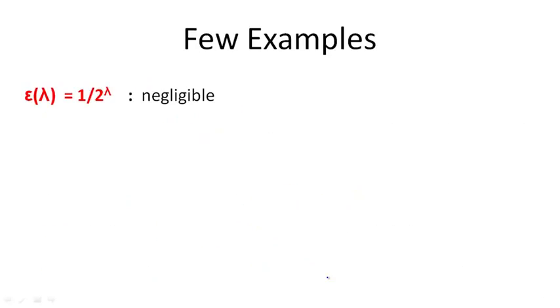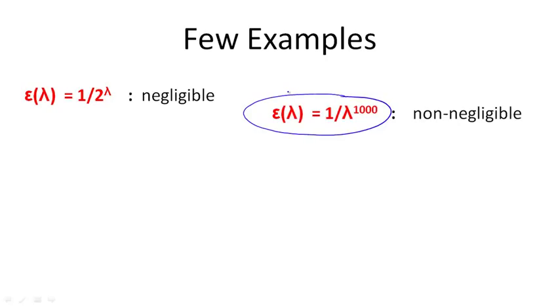So let's look at some examples. A function that drops exponentially in lambda clearly would be negligible because for any constant d, there is a sufficiently large lambda such that 1 over 2 to the lambda is less than 1 over lambda to the d. Okay, so this is clearly less than all polynomials. However, the function, say 1 over lambda to the 1,000, right? This is a function that drops very slowly. It barely ever moves. Nevertheless, this function is non-negligible because if I set d to be 10,000, then clearly this function is bigger than 1 over lambda to the 10,000. And so this function is bigger than some polynomial fraction.